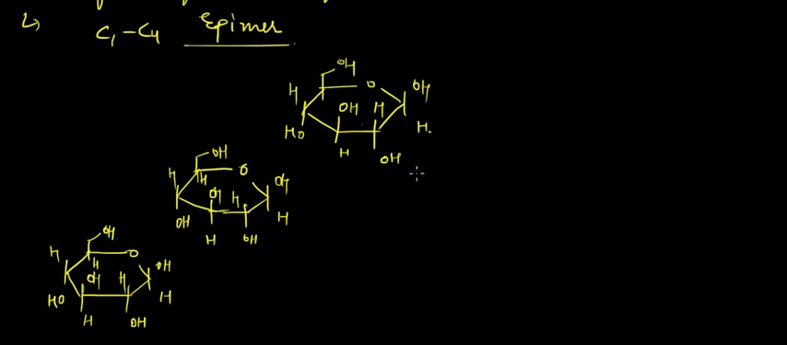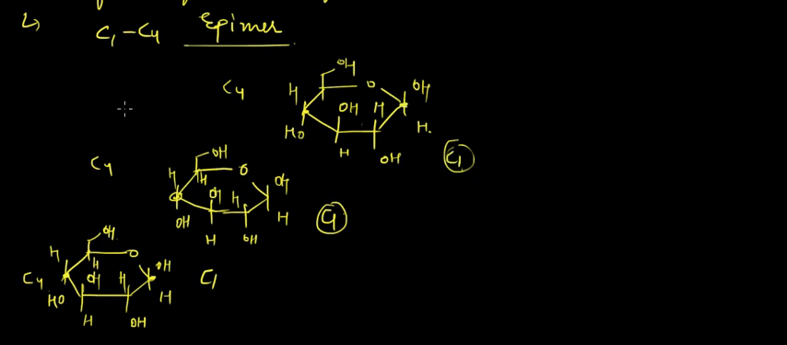Next, as we have seen, it is a C1-C4 linked polymer. So C1 will come from this carbon atom, and C4 here, and again this will act as a C4 here, and this will act as a C1 here, and again this will act as a C4 here. Similarly, the chain goes on. So C4 here, and this acts as a C4, and this acts as a C1.